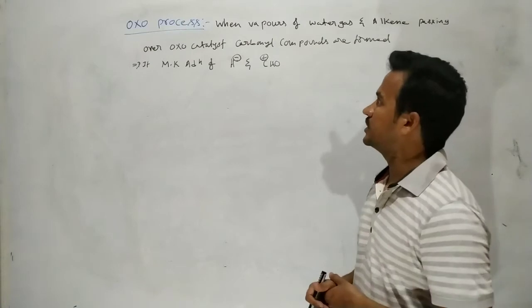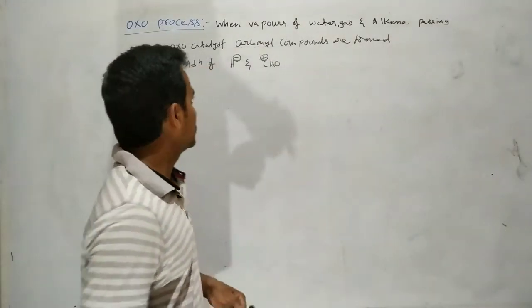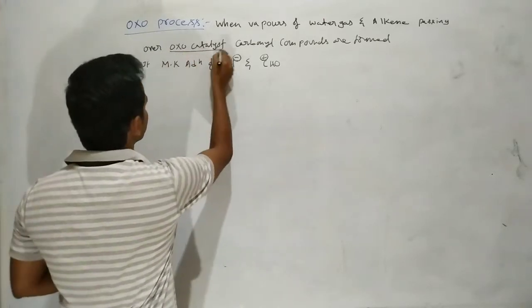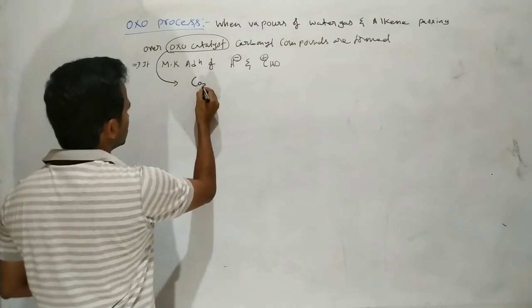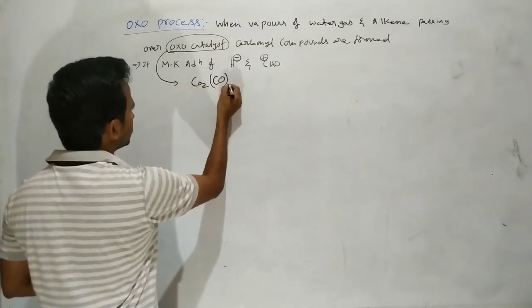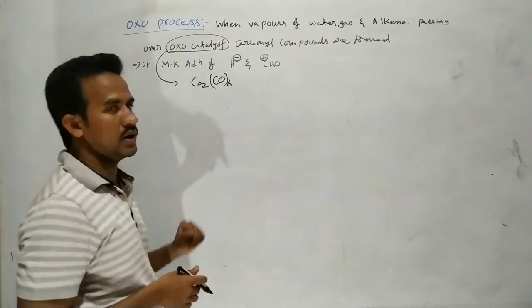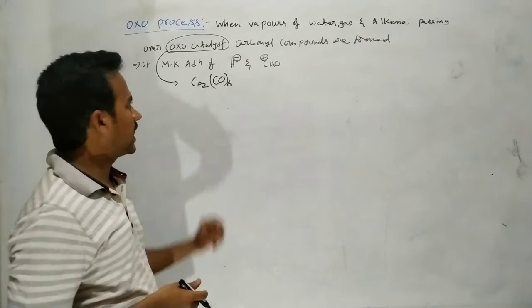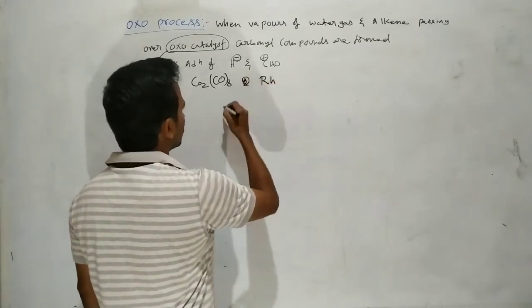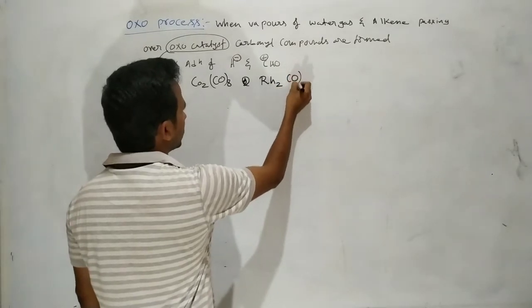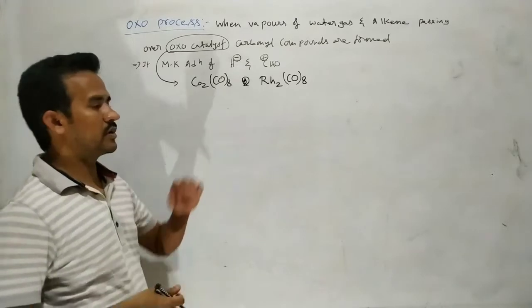Let us discuss some examples in this oxo process. First, what is the oxo catalyst in this reaction? The oxo catalyst means Co2(CO)8, octacarbonyl dicobalt, or we can use a rhodium complex also. So cobalt or rhodium, that is the oxo catalyst, the cobalt catalyst or rhodium catalyst.